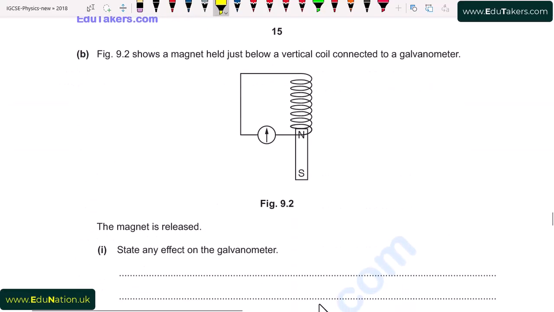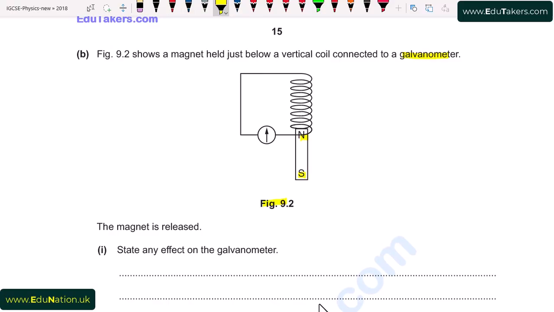Part B. Figure 9.2 shows a magnet held just below a vertical coil connected to a galvanometer. So here is figure 9.2, there is a coil and there is also a magnet that is just below the coil. The magnet is released. Part 1. State an effect on the galvanometer.